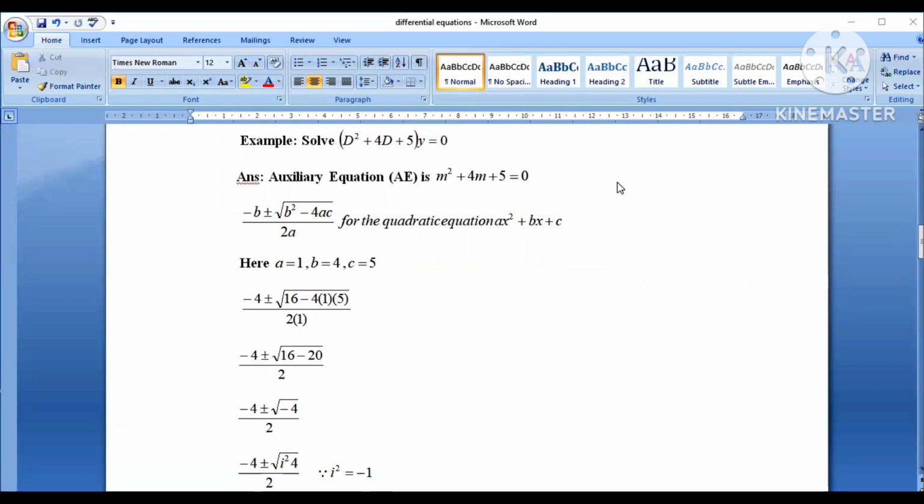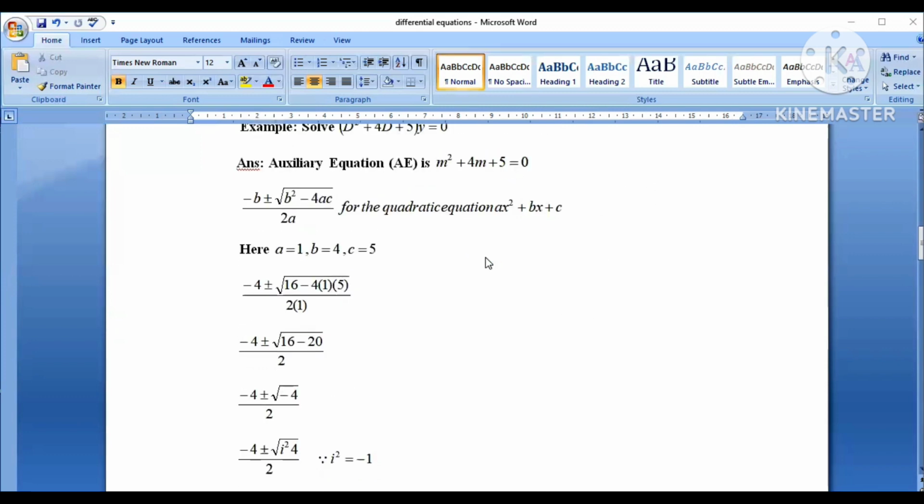So a is equal to 1, b is equal to 4, c is equal to 5. So minus b, minus 4, plus or minus square root of b square, 4 square, 16, minus 4 times a is 1, c is 5, whole divided by 2a, 2 into 1. So minus 4 plus or minus square root of 16 minus 20, divided by 2. So this can be written as minus 2 plus or minus i. Then the complementary function is y is equal to e power minus 2x into c1 cos x plus c2 sin x.